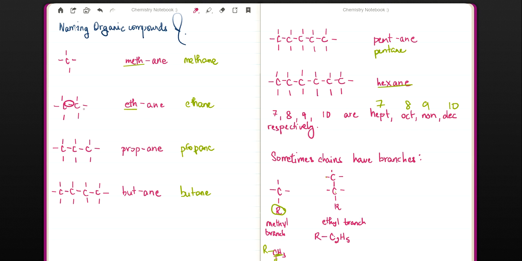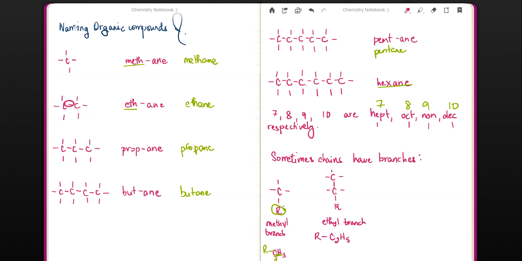Eth is for two carbons, so ethane. Prop is for three carbons, so you will name it propane. But is for four carbons, so you will name it butane. Pent is for five carbons, so you will name it pentane. And hex is for six carbons, so you will name it hexane. 7, 8, 9, and 10 are hept, oct, non, dec, respectively. So you will call it heptane, octane, nonane, decane, right?